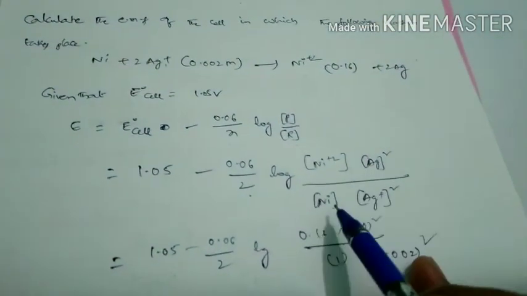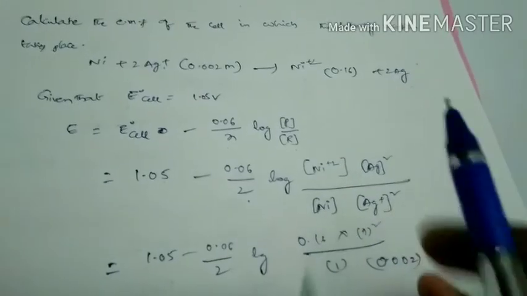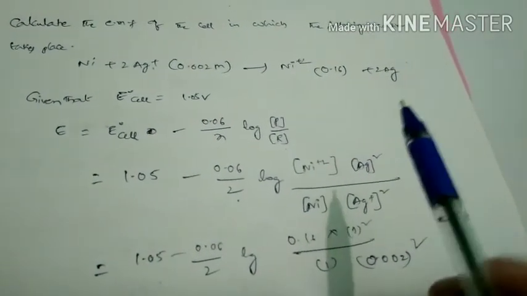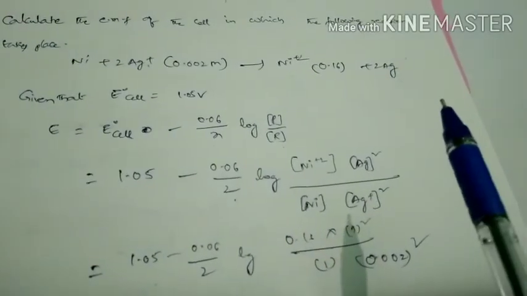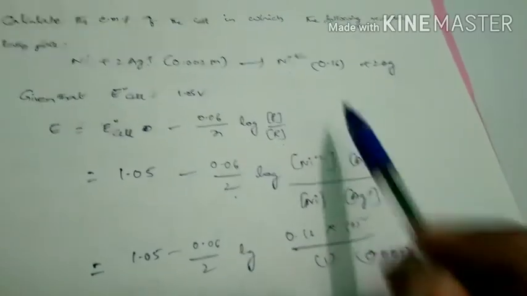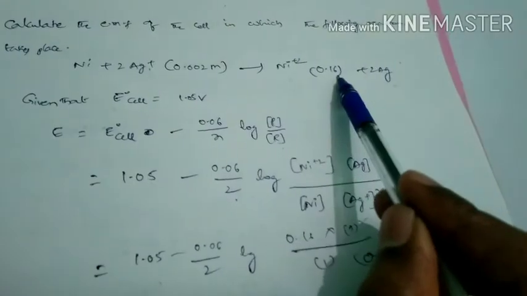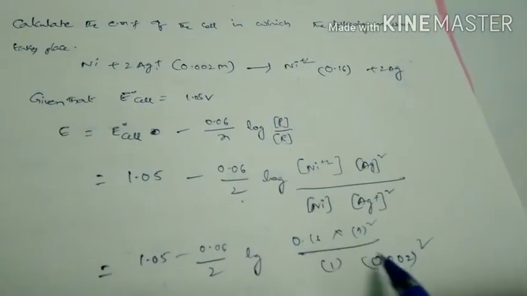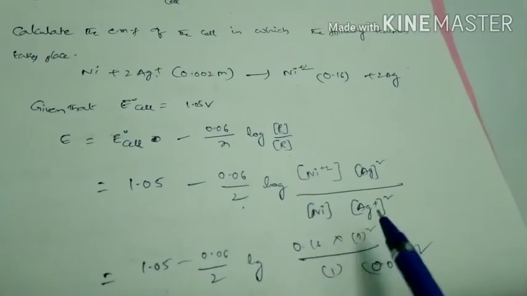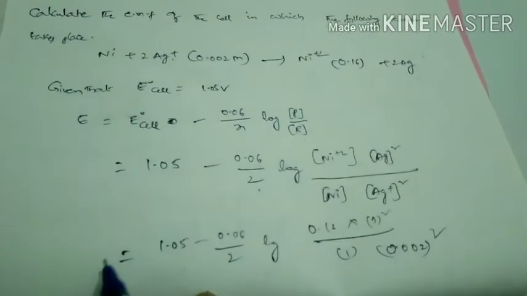Here Ag and nickel are both in elemental form, both are metals. The concentration of metals is 1. That was told already in the class 11 chemical equilibrium chapter. And here the ions are mentioned. The concentrations of those ions are already given. Here the Ni plus 2 ion concentration is how much? 0.16. And the concentration of Ag plus is how much? 0.002. So if you substitute those values, we can calculate the E value.